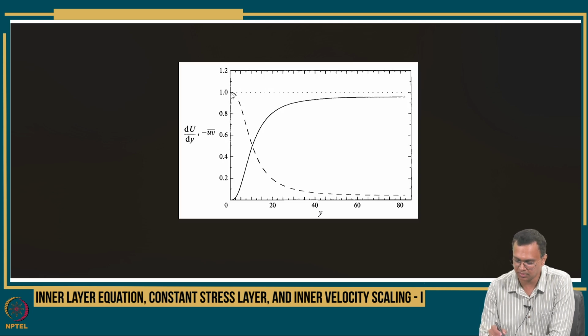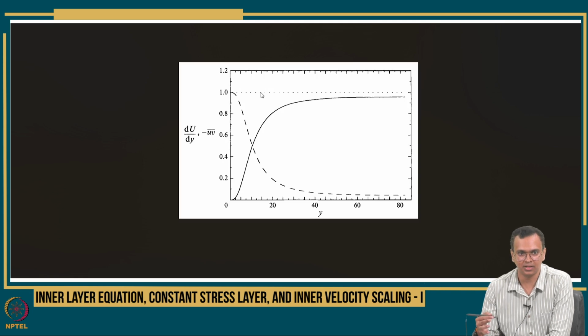So this dotted line, with values coming to 1, what is it? Nearly constant, right? In the limit of Re delta tending to infinity, it will be constant because all other terms drop, but for a finite Reynolds number it is nearly constant. So there is something amazing here. Now the total stress is constant. So this layer is also called the constant stress layer.